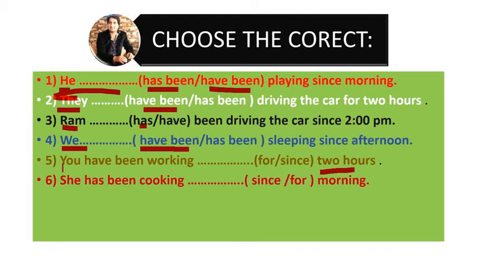In a similar manner, there is another example: she has been cooking. Here the word morning is given, but we do not have a clear-cut period of time. So I can use this sentence with the help of since. I can write: she has been cooking since morning.